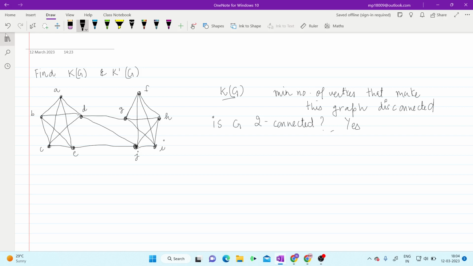Or basically we can see that every edge in this graph is lying on some cycle. Therefore G is 2 edge connected. From our previous exercise we can see that every edge lies on a cycle. Therefore this graph is 2 edge connected, and if this graph is 2 edge connected, this graph is 2 connected also.